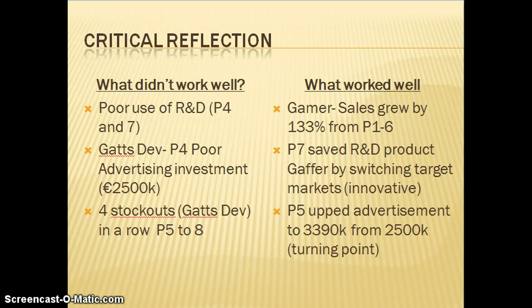Period 5, advertising. We only invested 2,500k in advertising GATS Dev on its launch in period 4. Gamer, an established product, had an advertising investment of 2,400k in the same period. We realised in period 5 that this didn't make sense, so we decided to cut some investment from Gamer's advertising and pump it into GATS Dev up to 3,390k. This was a turning point in our simulation.